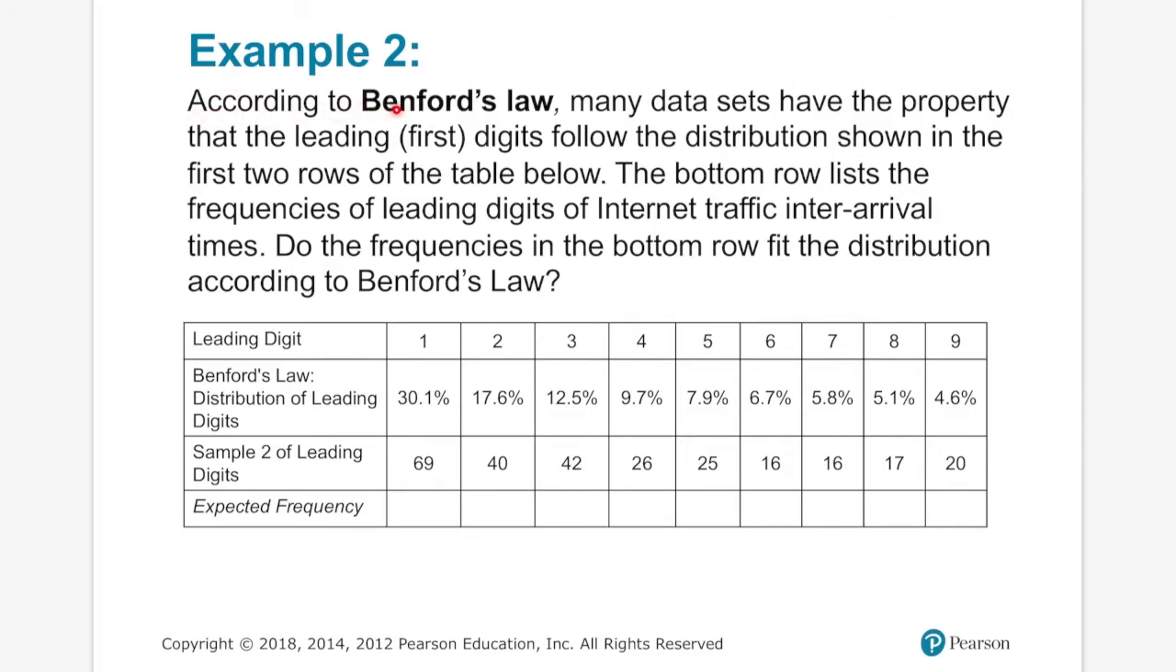Example 2. According to Benford's law, many data sets have the property that the leading digits follow the distribution shown in the first two rows of the table below. The bottom row lists the frequencies of the leading digits of internet traffic inter-arrival times. Do the frequencies in the bottom row fit the distributions according to Benford's law? The first row is the row of leading digits from 1, 2, 3, 4, 5, 6, 7, 8, 9. There are 9 different categories. The second row is the row representing the Benford's law.